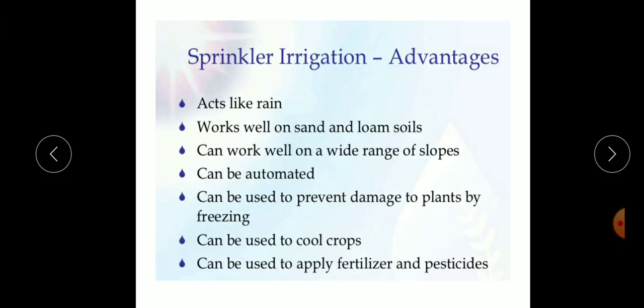Sprinkle irrigation advantages. Listen, students. First one is it acts like rain, natural rainfall. Okay. Next, it works well on sand and loam soils. It can work well on a wide range of slopes. It can be automated. It can be used to prevent damage to plants by freezing. It can be used to cool crops. It can be used to apply fertilizers and pesticides.